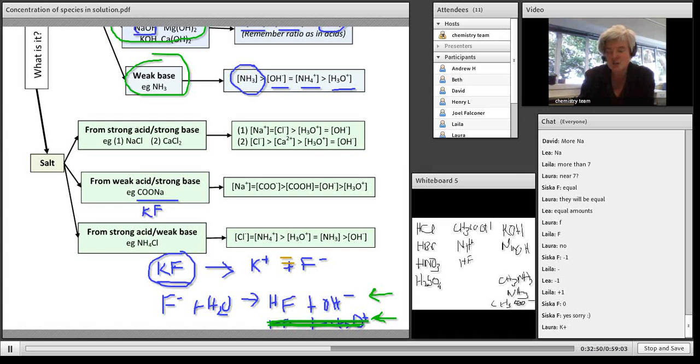And the K plus, because so little of this hydrolyzes, we can say that those two are in equal amounts. So, please don't do this in the exam by ruining your nice equation by putting in the concentration things around there, but you get what I mean, that you can say that those are equal because so little F minus actually hydrolyzes. Okay, so those are in equal amounts. What comes next then?